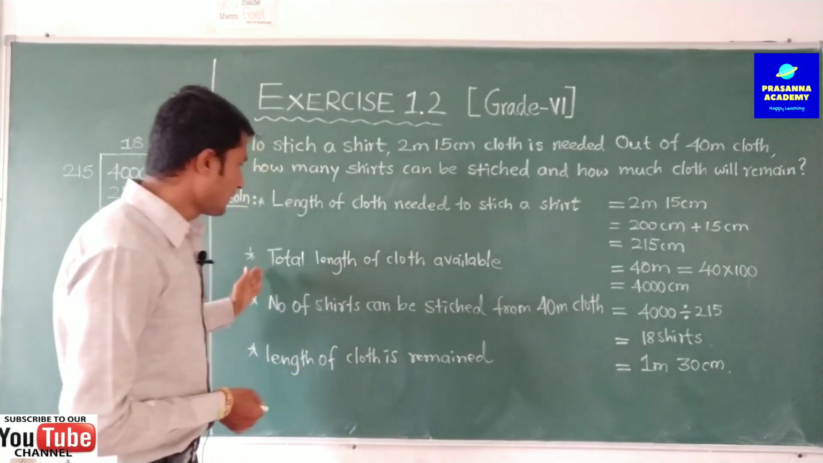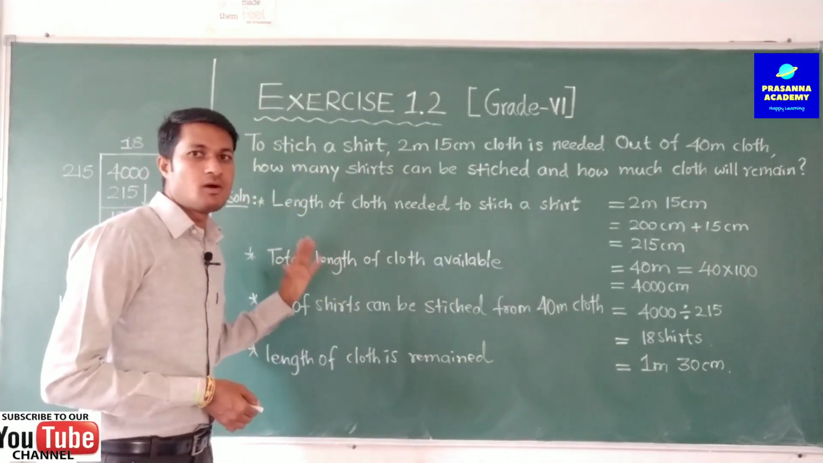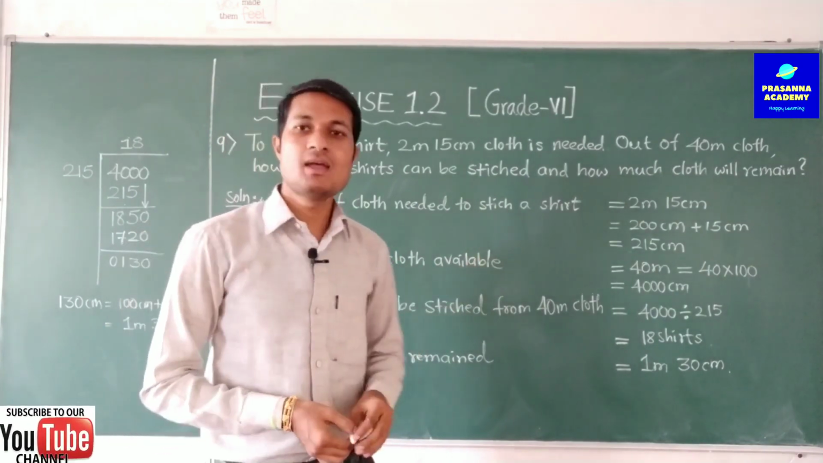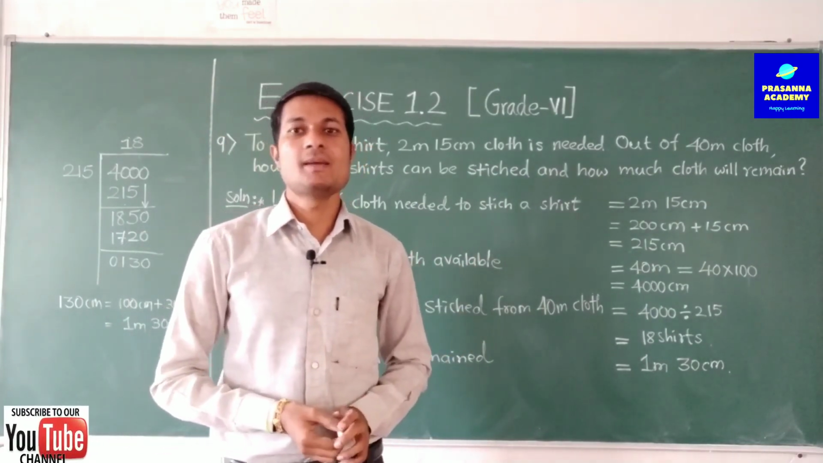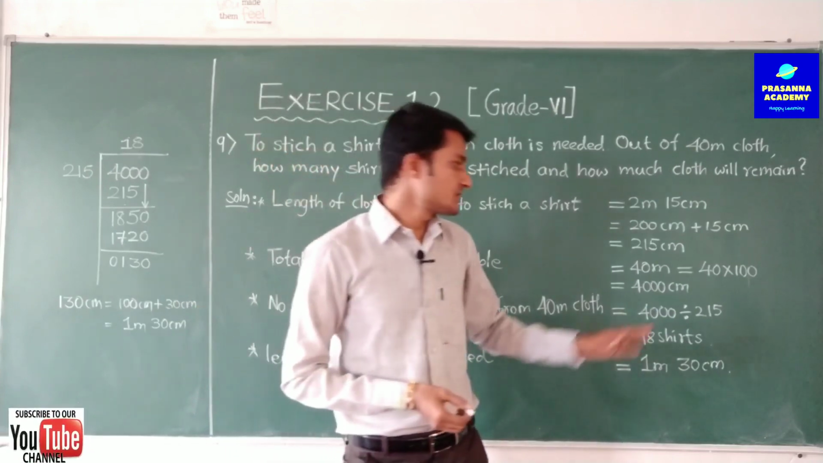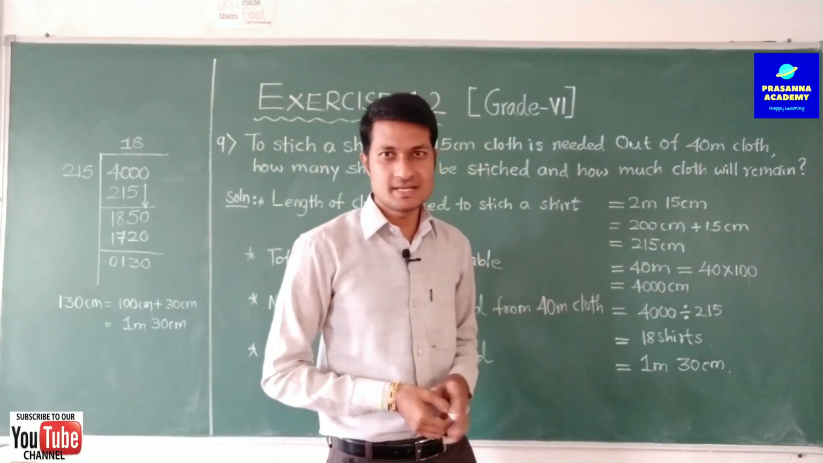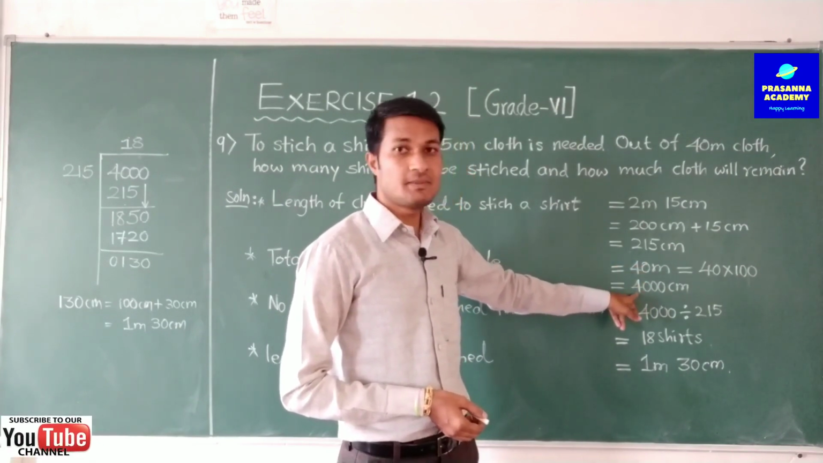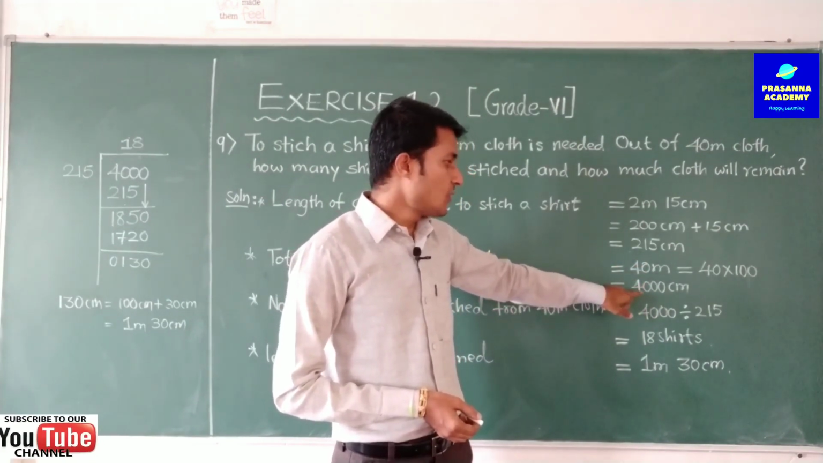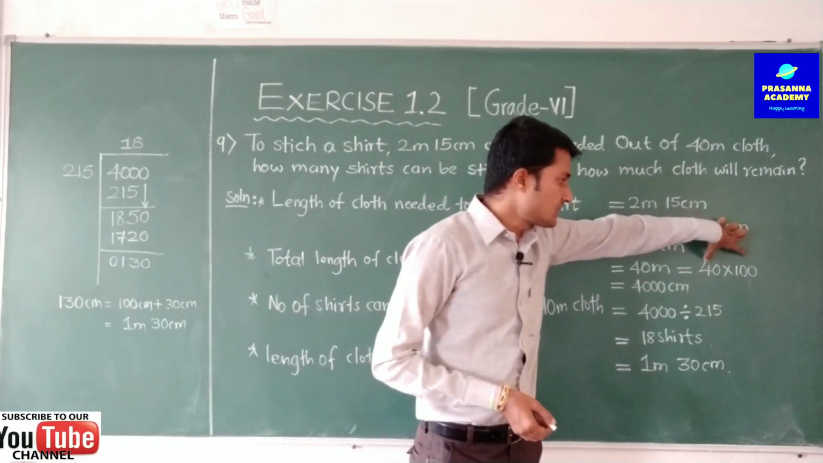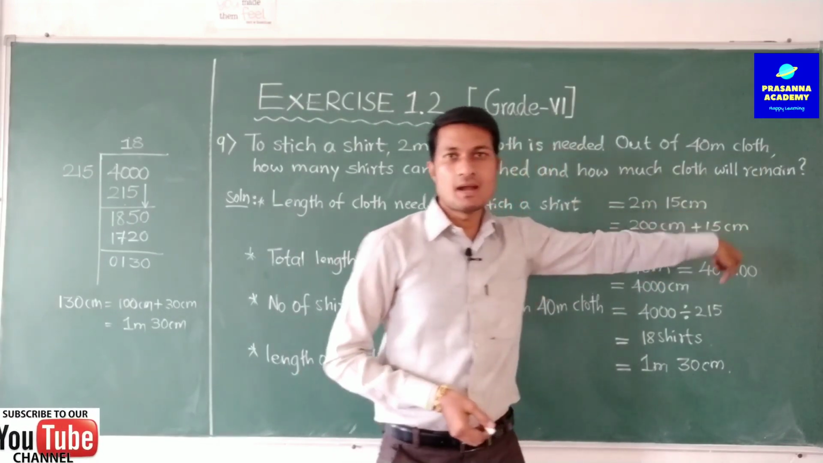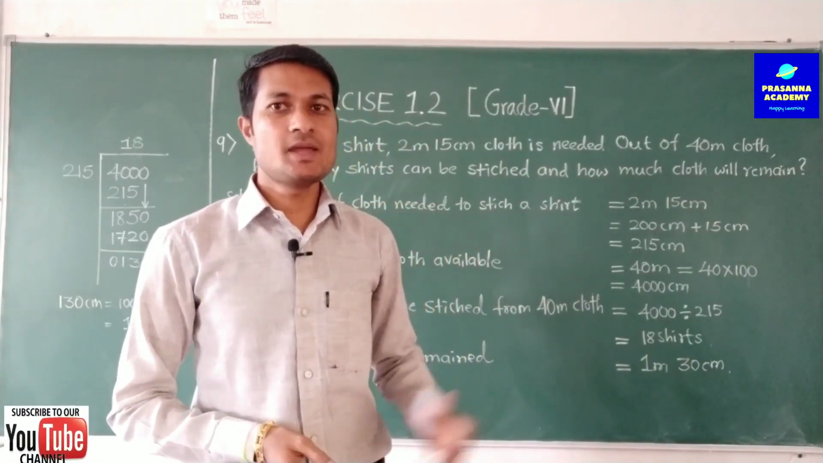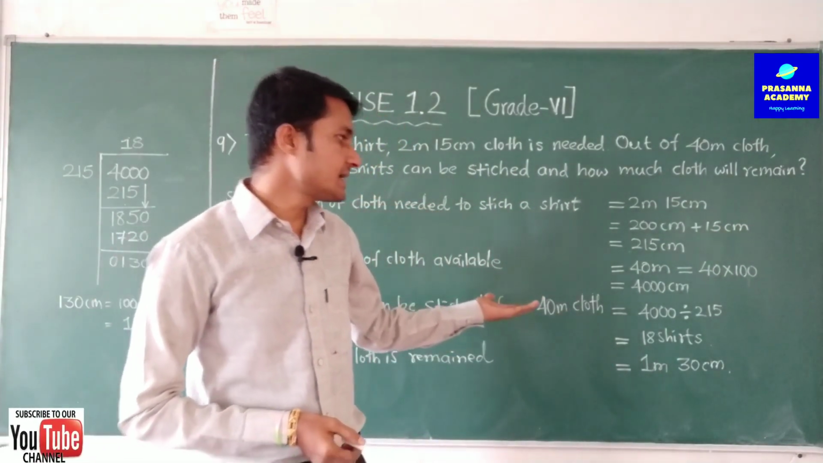Next, we also write the total length of cloth which is available, or given to you to stitch shirts, that is 40 meter, and let us convert this 40 meter also into centimeter. We know that for 1 meter we have 100 centimeter. That is why for 40 meter we have 4000 centimeter. This comes from the calculation where we multiply 40 by 100, since 1 meter is equal to 100 centimeter. That's why we got the answer as 4000 centimeter.